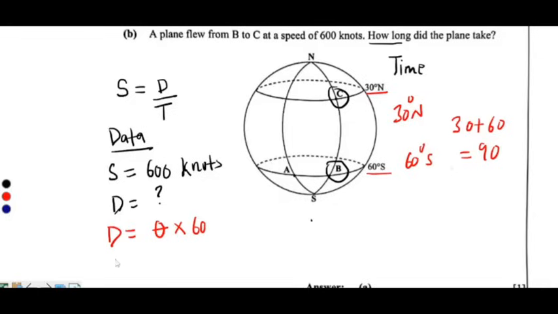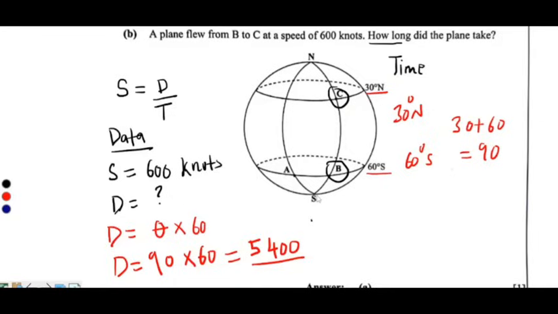So where there is theta, we are going to put 60. Sorry for that. It's 90, that is the difference in latitude. So I'm going to say 90 times 60. When we multiply 90 times 60, we are going to have 5,400 as our distance. Now we can continue to answer our question.